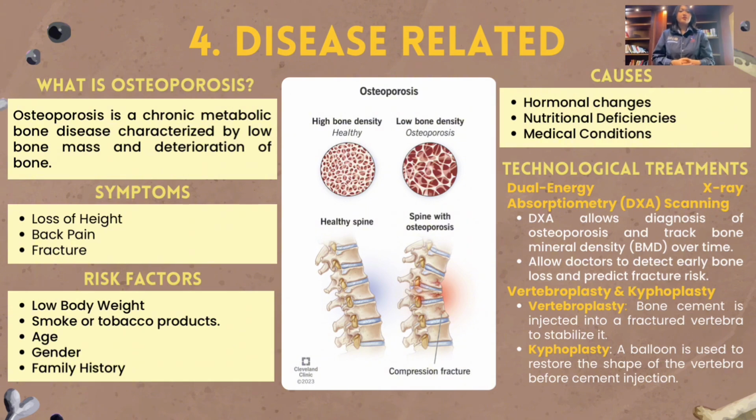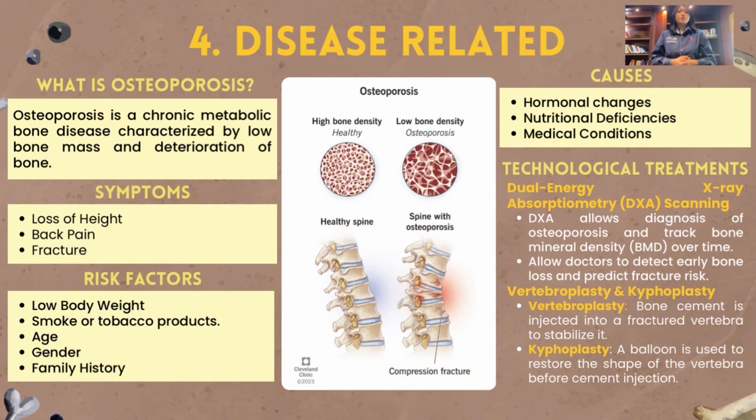As I've mentioned earlier, these back pain and fractures are highly related to one another. The risk factors include low body weight, as a person who has low body weight has low bone density mass, thus making them more prone to getting osteoporosis. Smoking or using tobacco products can also pose as a risk factor, because this can disrupt the calcium absorption inside the body that is essential for bone health. The age, as a person who is older, their bone mass will slowly deteriorate, thus giving them a higher risk of getting osteoporosis.